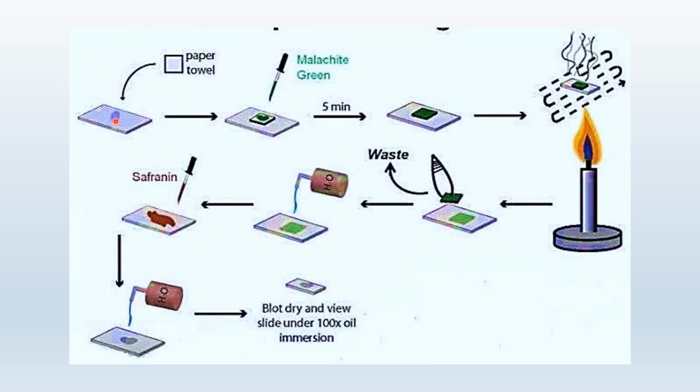First a smear is made, and then blotting paper is added on the smear, and then malachite green stain is added and it is placed on the heat for 3 to 5 minutes. Then the paper is removed and it is stained with the safranin dye, and then air dried and seen under the microscope.